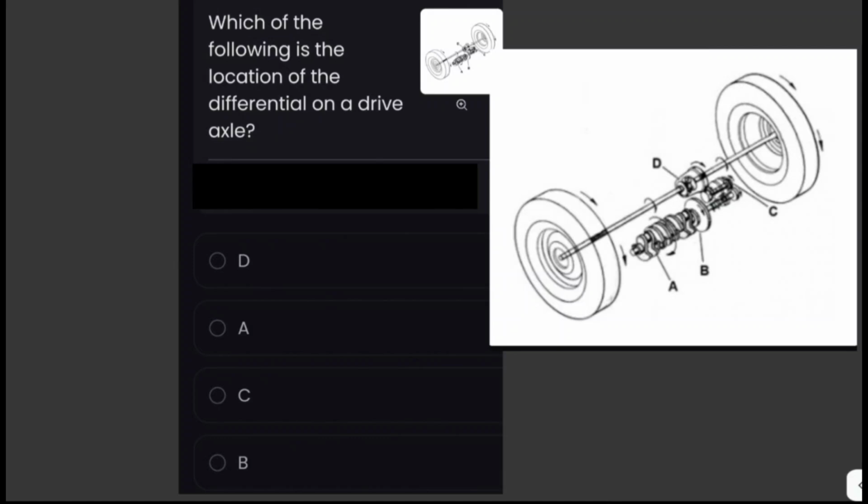Which of the following is the location of the differential on a drive axle? Now, what is a differential? A differential allows wheels to rotate at different speeds as the car goes around a corner, and it helps the drive axle split the power between the two drive wheels. Looking at the picture here, letter D is the differential. So the answer is letter D.